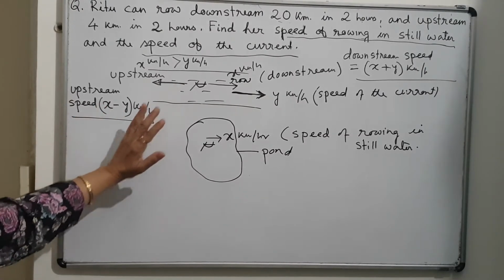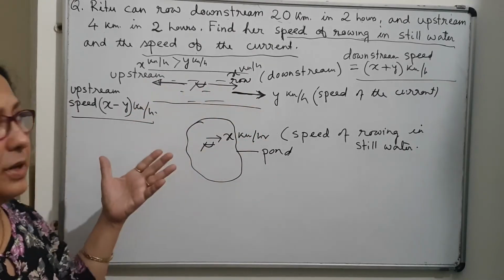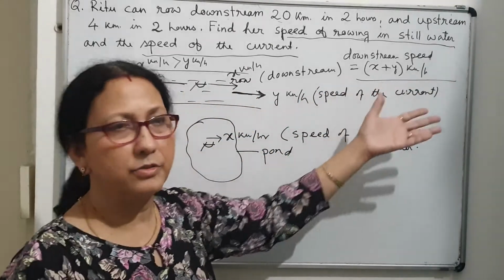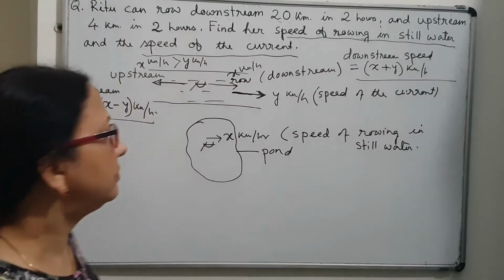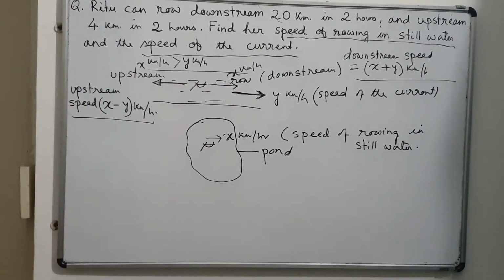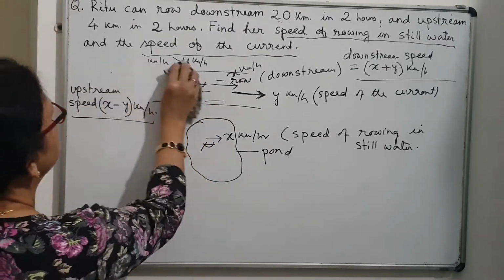So now these things are clear: what we mean by downstream and upstream, and how the speeds are calculated. So now we are in a position to solve the question. So let me erase this.